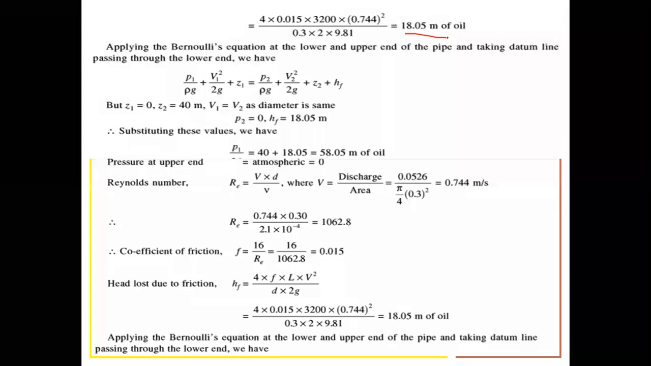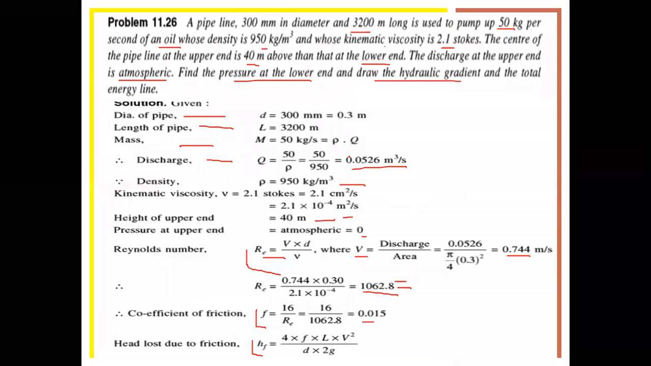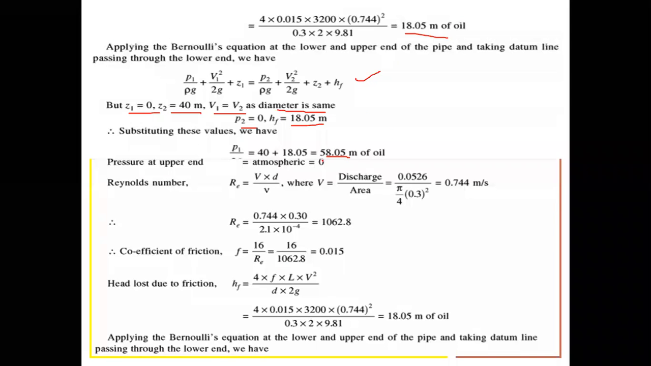Now F has come, so directly you can apply the Bernoulli's equation. You know the Bernoulli's equation. Z1 is below, Z2 is above, so velocity V1 is equal to V2, because the diameter of the pipe is the same, but pressure is changing here. Pressure P2 is 0, because it is at atmosphere. We know the HF value. Now substituting all these values, P1 by rho g is equal to 40 plus 18.05, which is 58.05 meters of oil.